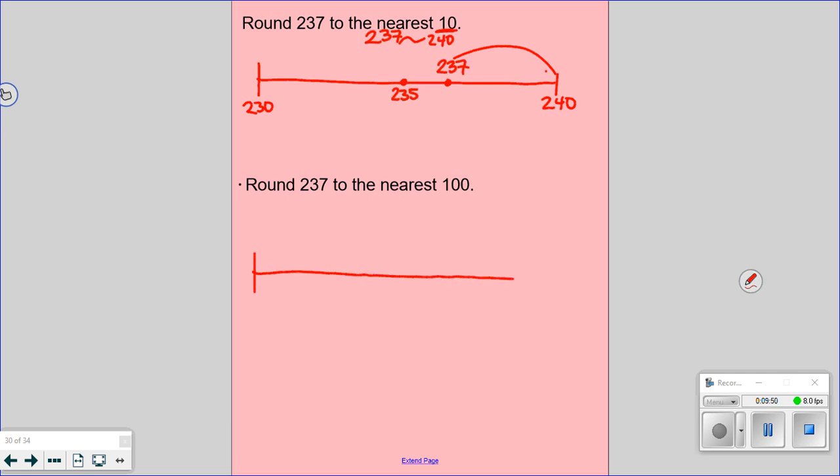Another number line. Do you have an extra page? You can if you need to. We're still playing with 237, to the nearest 100. Okay, then what are my endpoints going to be? Your endpoints are going to be 200 and 300.